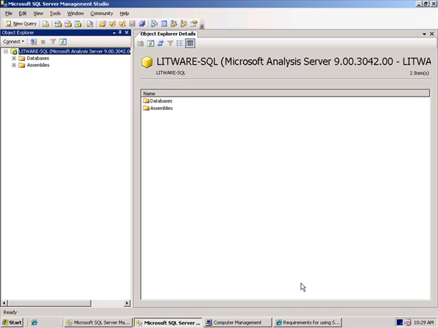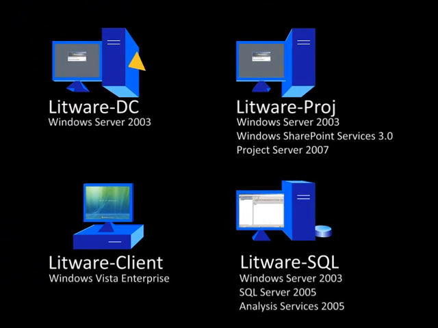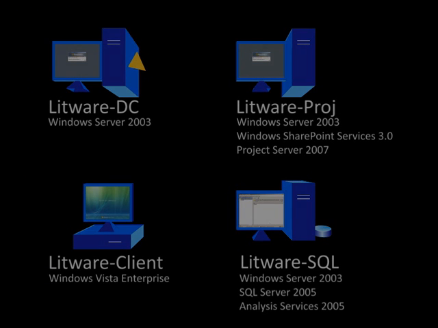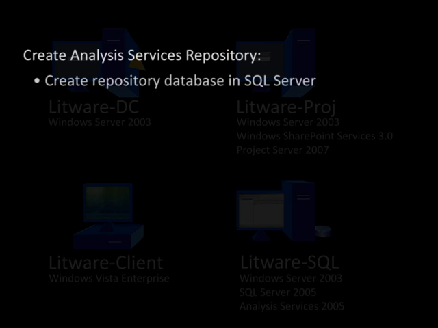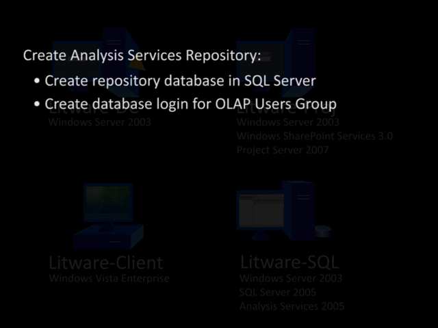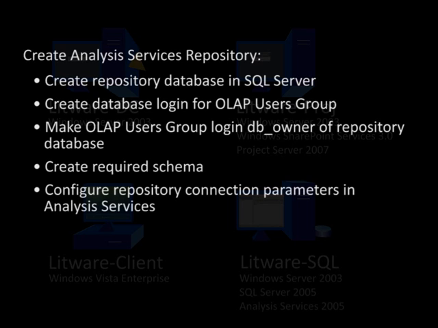The next thing that I want to do is to install some prerequisites on the computer running Project Server. We'll be doing that in part 2 of this video series. To quickly recap what we did here in part 1, we configured our Analysis Services repository by creating a database for the repository in SQL Server, creating a login for the Olap users group and giving that login DB owner permissions on the repository database. Then we ran a query to create the correct schema and configured our repository connection parameters in Analysis Services.